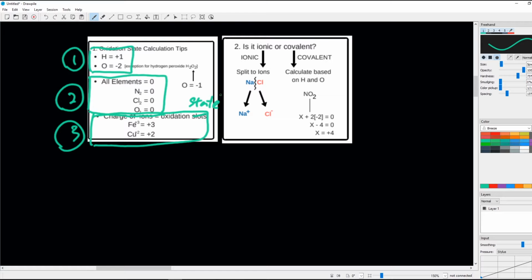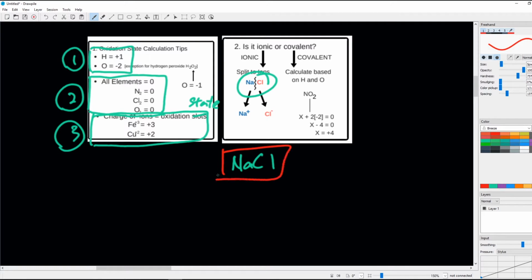find oxidation state. The second part is we consider whether something is ionic or covalent. If it's ionic, it's easy to split apart. Given NaCl as a whole molecule, there's no charge, so its oxidation state equals 0 for the whole molecule.